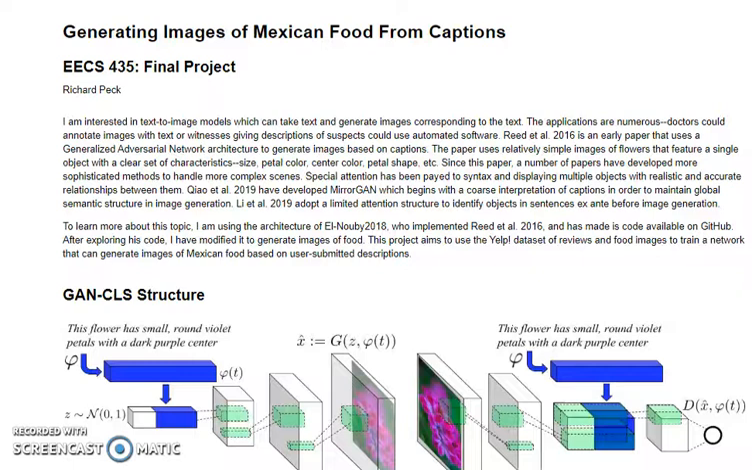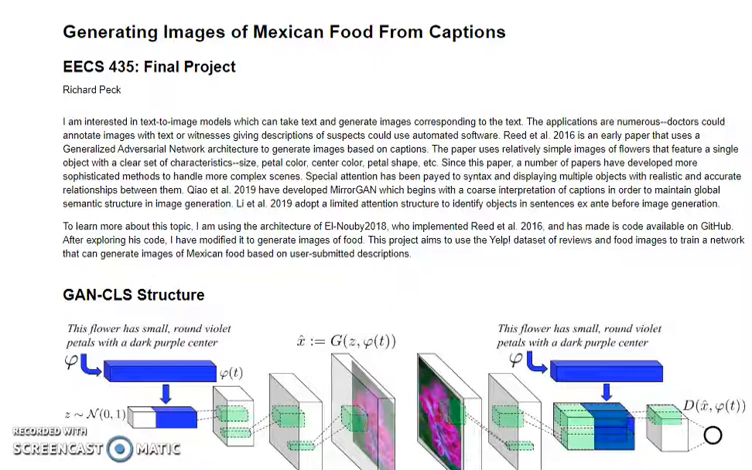Hi, so for my project, I'm interested in generating images from text. I've started out with a paper by Reed and co-authors from 2016 that uses a generative adversarial network architecture to generate images of flowers based on captions for those flowers.